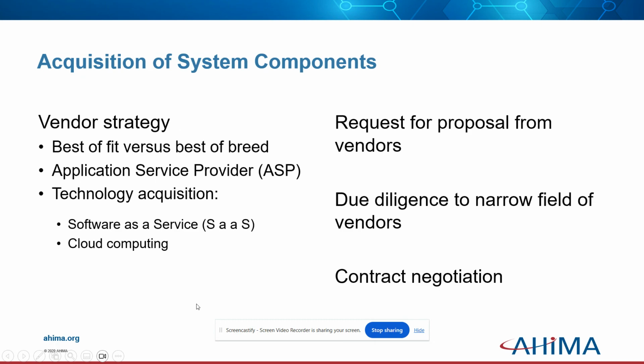Thinking about acquisition of system components, we have the potential for a vendor strategy, and so purchasing from a vendor. Perhaps we have the best of fit versus best of breed, and so are we designing a system? Are we purchasing or acquiring a CAN system and implementing? Are we using software as a service? Many options that we need to think through.